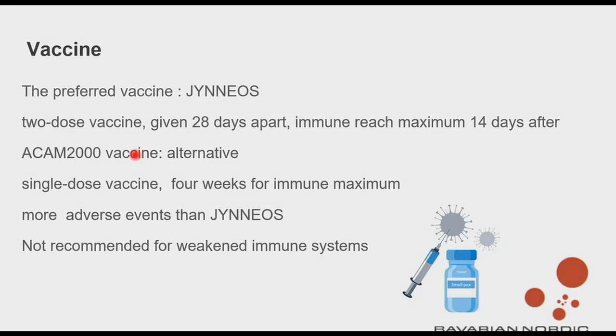The other alternative vaccine is the ACAM 2000 vaccine. It is a single-dose vaccine, administered 4 weeks apart. The ACAM 2000 vaccine is for smallpox, and it has more adverse effects than the Genius vaccines. It is an attenuated viral vaccine, so it is not recommended for people with a weakened immune system.